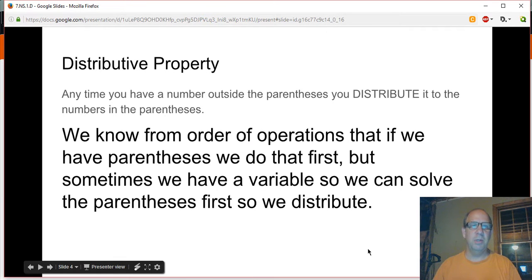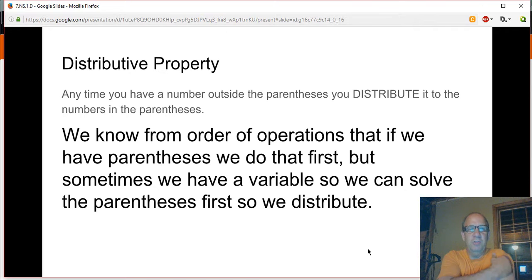The third one, and probably the most important one right now, is the distributive property. This is actually going to be very important in algebra, so they want us to start practicing right now. But the distributive property is anytime you have a number outside the parentheses, multiplying the parentheses, you distribute it to the numbers inside the parentheses. And we know from order of operations that if you have parentheses, we do that first. But sometimes we have a variable in our parentheses, so we can't solve the parentheses first, so we have to distribute. That's what will happen in algebra. Right now, we're just going to practice with numbers so we can check our answers using the order of operations.